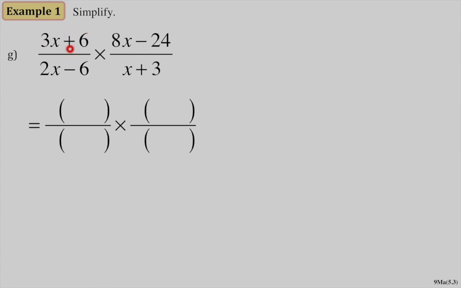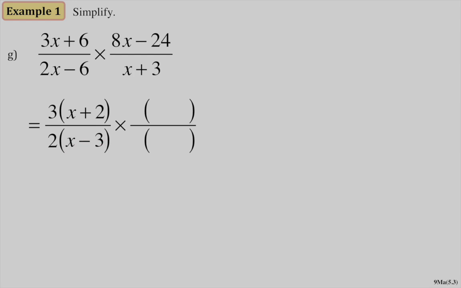For the top of the first fraction, 3 goes into 3, 3 goes into 6, so I'll take out 3 as a common factor. 3 goes into itself once, 3 goes into 6 twice, so I'm going to get 1x, or just x plus 2. Let's look at the bottom of the first fraction. 2 goes into itself, 2 goes into 6, so I'll take out 2 as a common factor. 2 goes into itself once, so I'll be left with just the x. 2 goes into 6 3 times, so that's x take 3.